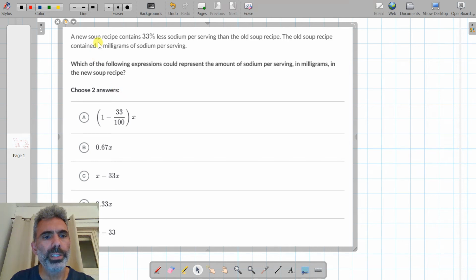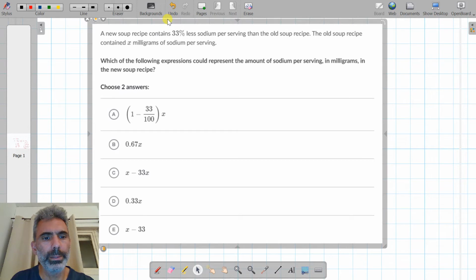A new soup recipe contains 33% less sodium per serving than the old soup recipe. The old soup recipe contained X milligrams of sodium per serving. Which of the following expressions could represent the amount of sodium per serving in milligrams in the new soup recipe? Okay.